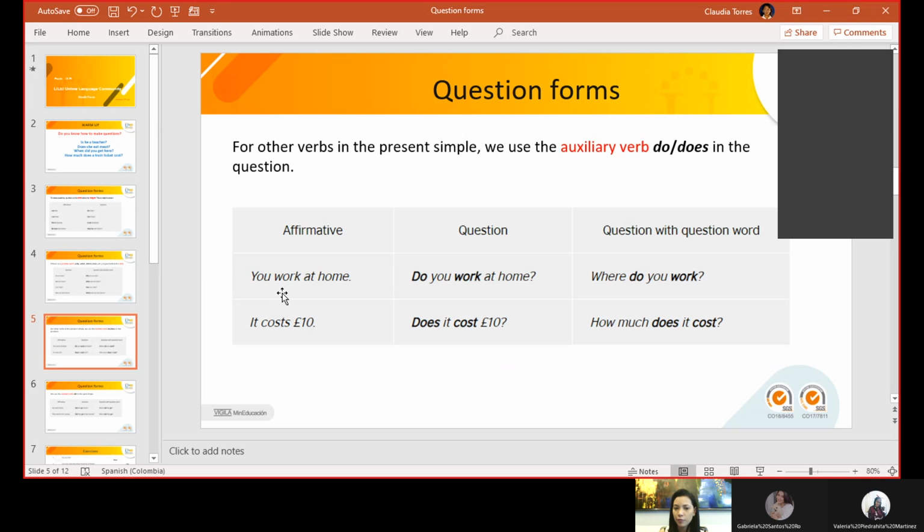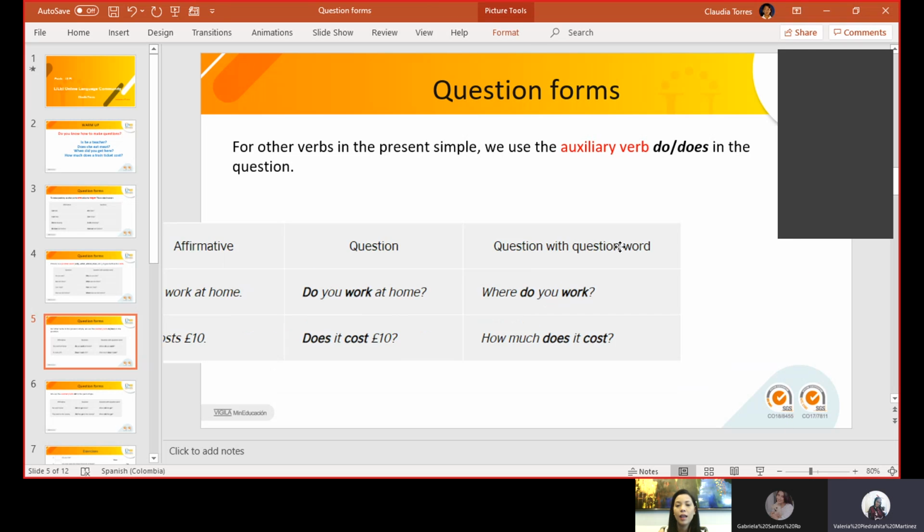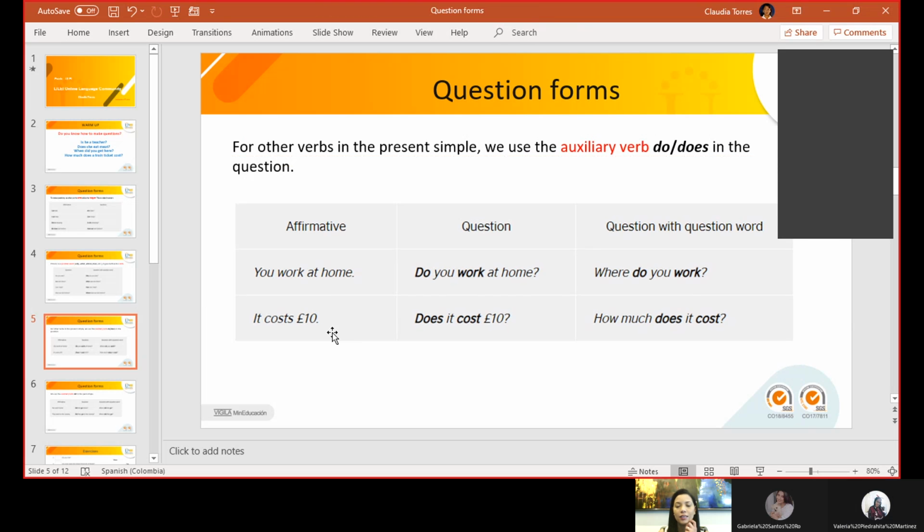And then here we have the affirmative form, you work at home. Okay. So do you work at home? So this is a yes, no question, right? Because the answer should be yes, I do, or no, I don't, right? Now, question with question word. Where do you work? Okay, I work at an elementary school. It's different, right?